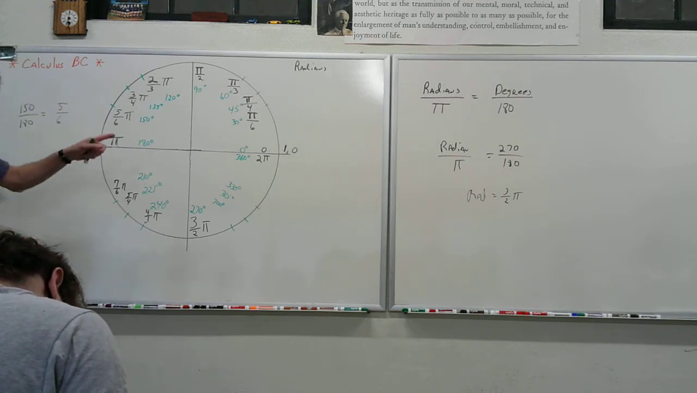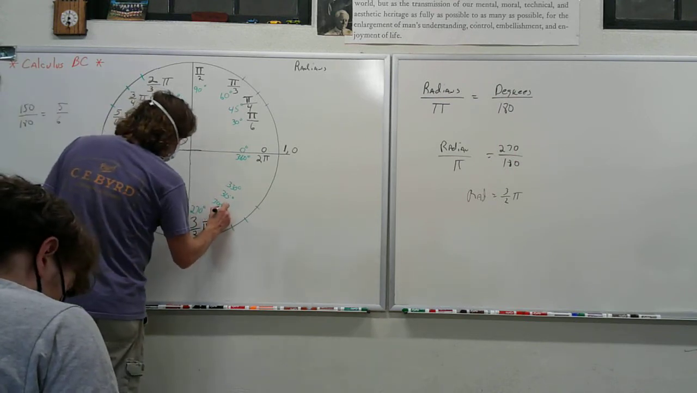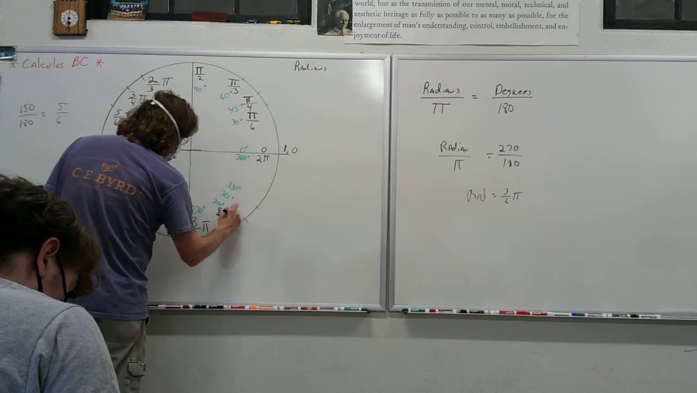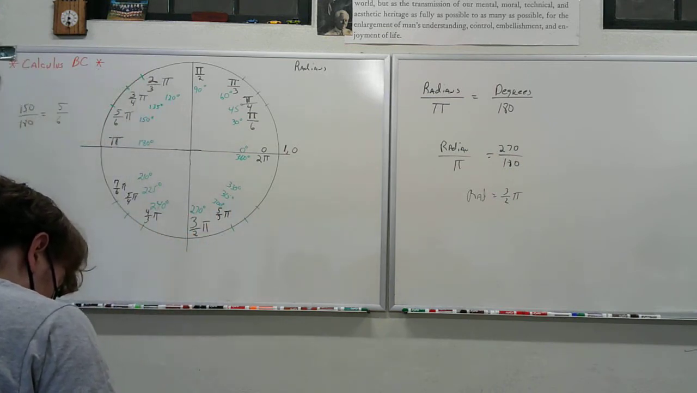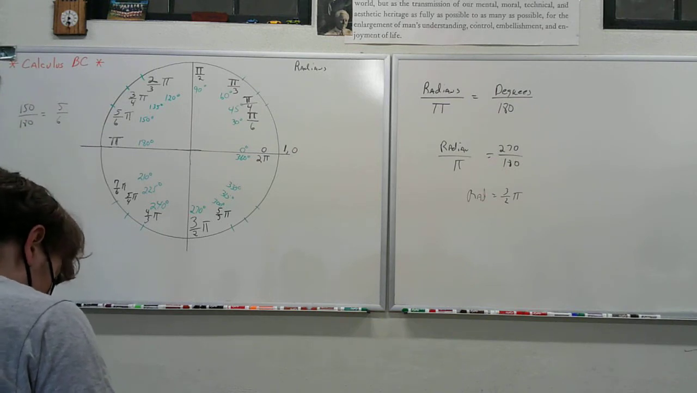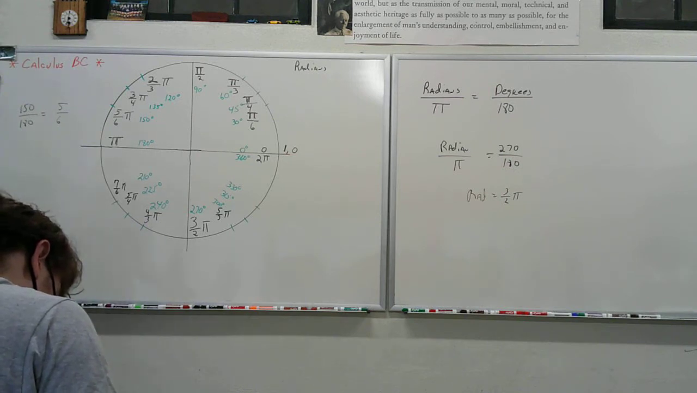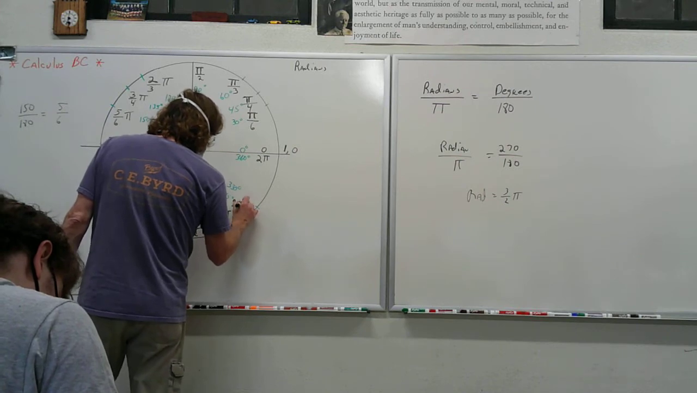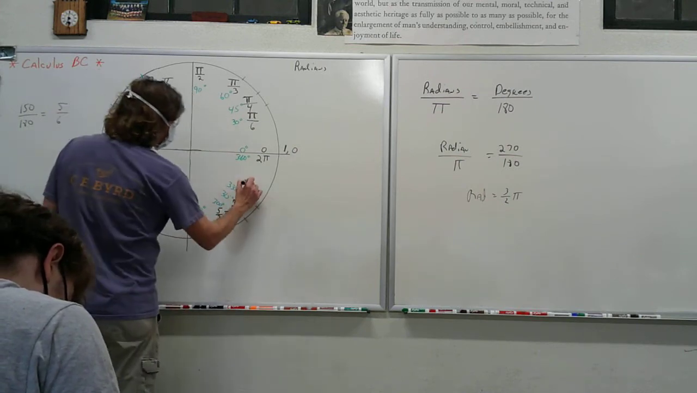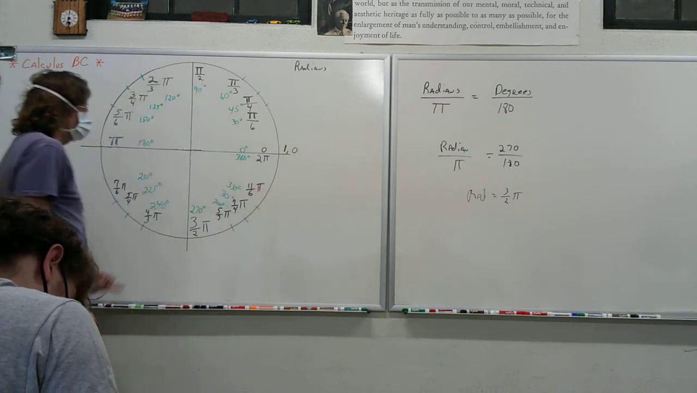5 over 3. Is it 5 over 3? 5 over 3, yes sir. What's the next one? 315 degrees is 1 plus 3/4. 7/4. 7/4 pi. And this one's 11/6 pi. 11/6. And then 2 pi.